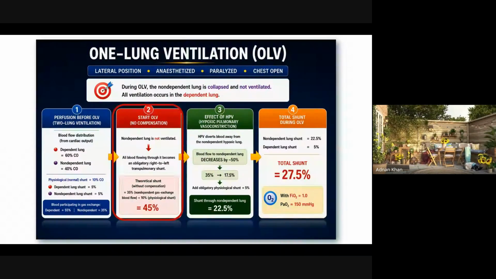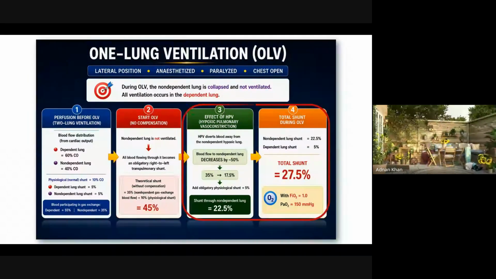Now, the starting of one lung ventilation with no compensation. It means that no hypoxic pulmonary vasoconstriction is activated. So the non-dependent lung is not ventilated, and all the blood flowing through it becomes an obligatory right to left shunt. Keep in mind that the non-dependent lung receives 35% of the blood flow, and that 10% is the physiological shunt, 5% from the non-dependent lung and 5% from the dependent lung. So in this case, we have a total of 45% shunt.